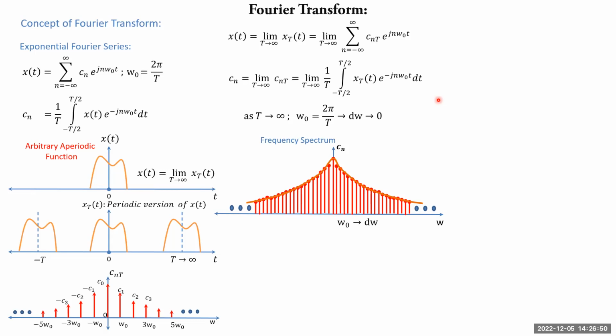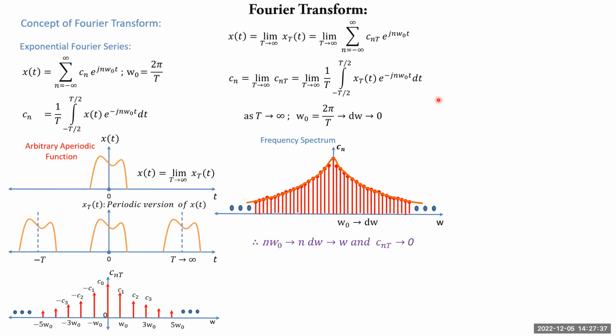Now we'll apply this limit to mathematical formulae. Here, as T tends to infinity, omega naught tends to d omega. Therefore, n omega naught tends to n d omega, which tends to omega. Now here we have to understand the point. n is an index which indicates a harmonic, while d omega is an infinitesimal, very small value, and therefore the product n into d omega indicates that frequency exists for every value of omega, and hence n d omega will become a continuous variable omega.